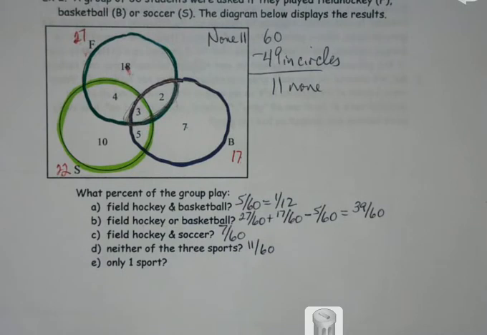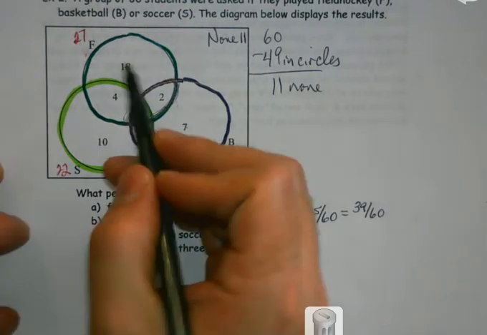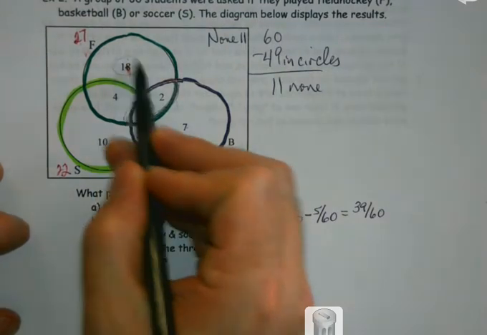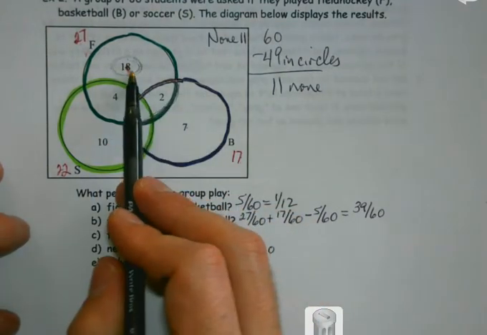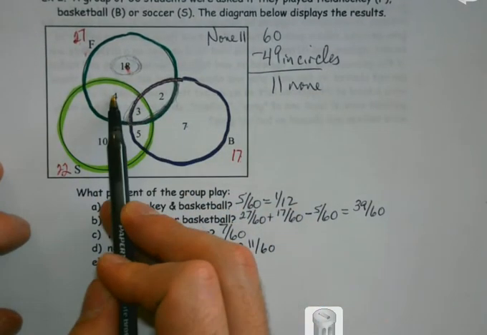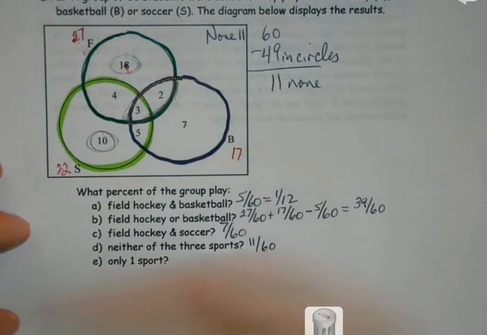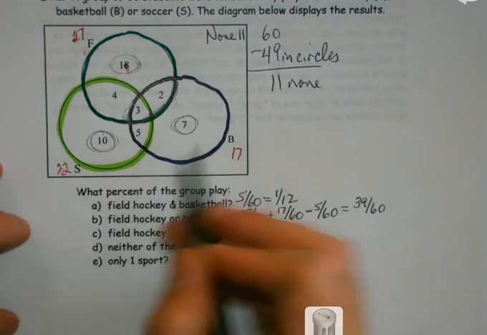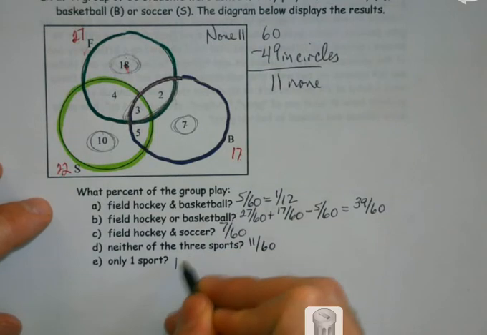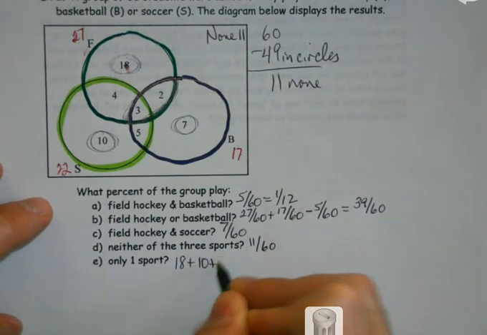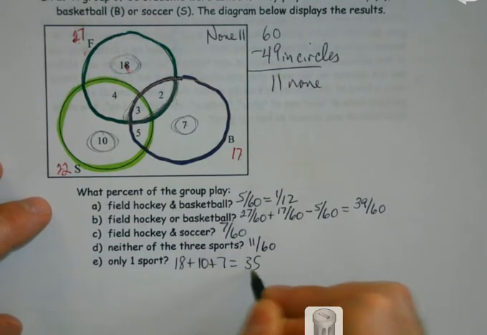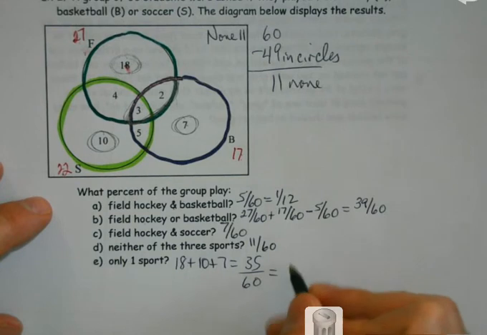Look for the parts in the circles where there's no overlap. Okay? Because that's going to be this 18, because they're just playing field hockey. They're not combining with any others. We've got 10 that just play soccer. And we've got 7 that just play basketball. So 18 and 10 and 7 is 35 out of 60.